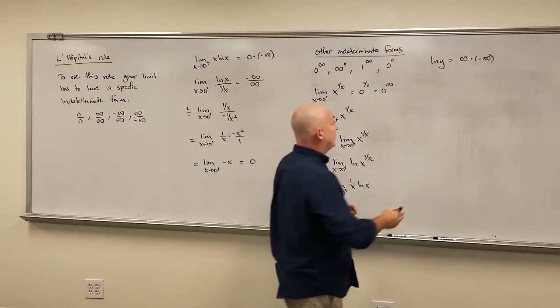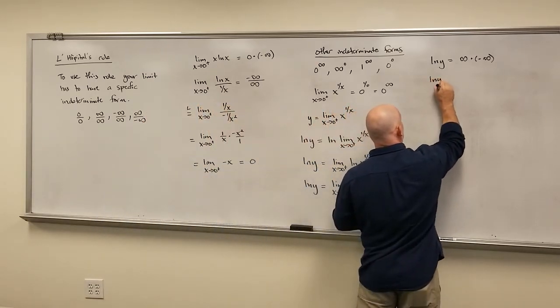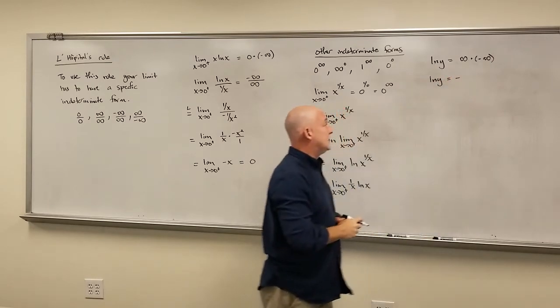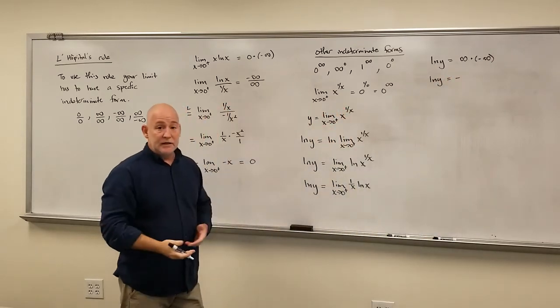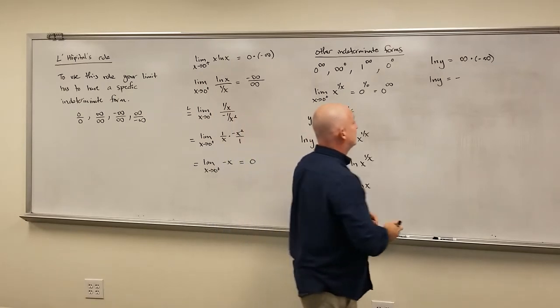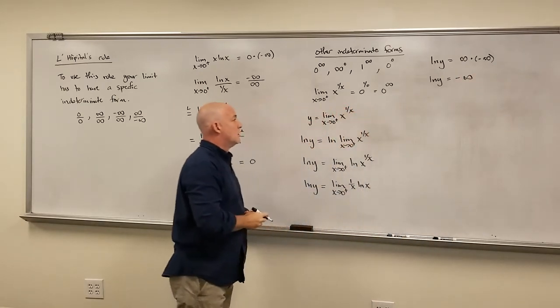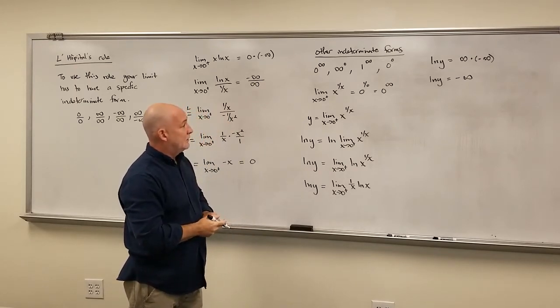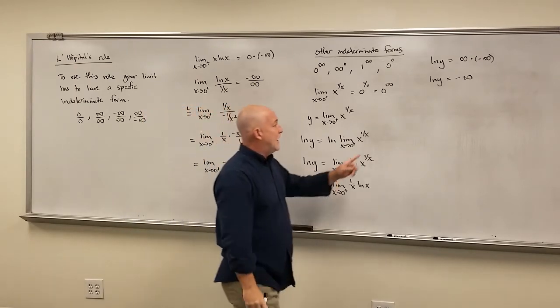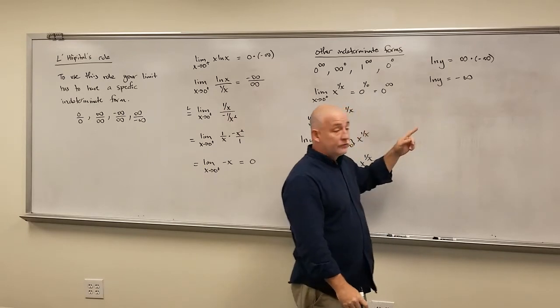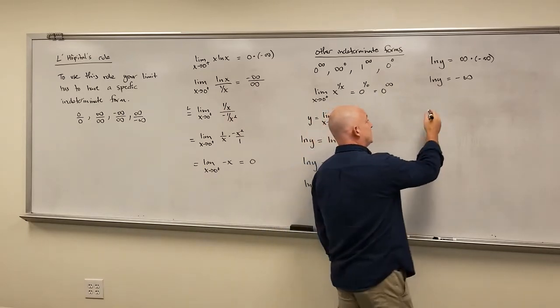We know what a positive times a negative is, so no matter what, I know that that's going to be a negative, and infinity times infinity is infinity. Well, we're not done yet because that tells us what the natural log of our answer is. So to get to our answer, just exponentiate both sides.